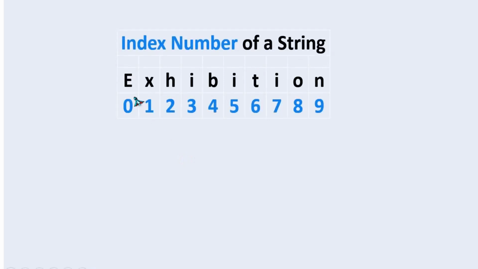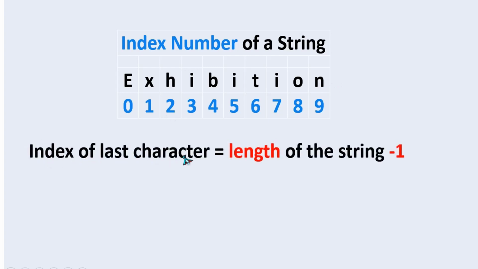Index number of a string. Each character in a string will have its index number. So here I have given "exhibition". E has 0 as index number. So always the index number starts with 0 and then keeps continuing until the last character. So here for the last character we have 9 as the index number. The length of this is going to be 10. So the last index is going to be 1 less than the total length of the string. So we can say index of last character is equal to length of string minus 1.